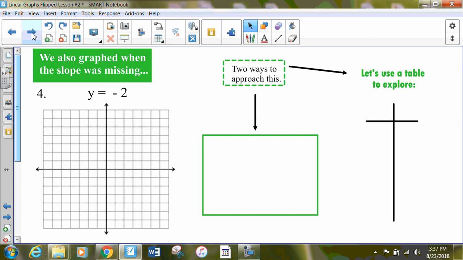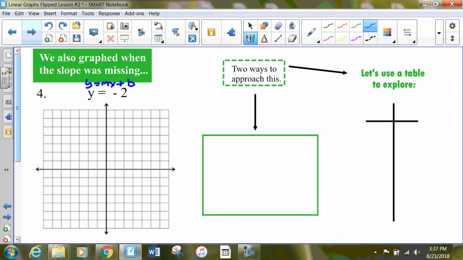In last class, we also worked on when the slope was missing. So if we had this and we put y equals mx plus b, we're like, wait, y equals, okay, my mx is missing and my b is this. Okay, so that would be an easy one to start, right? My b is -2, so I go down -2. And my slope is missing, so we can approach it 2 different ways.